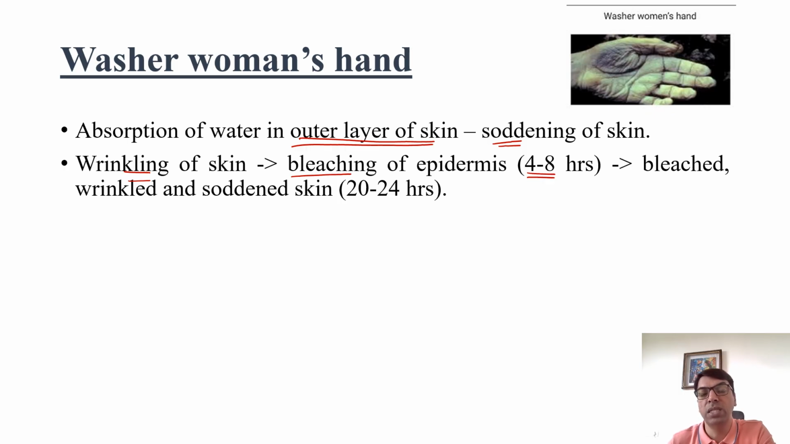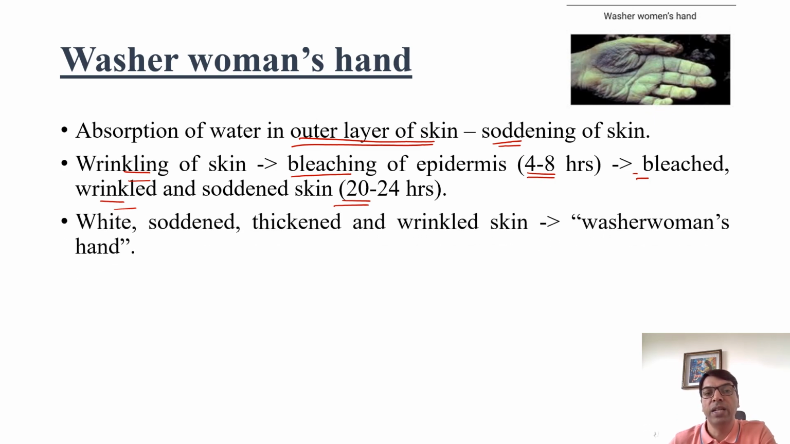The skin is bleached, wrinkled, and shortened. All these things take place at around 24 hours after drowning. If the body is in the liquid for around 24 hours, the bleaching of the skin, wrinkling of the skin, along with shortening of the skin appears. The white, sodden, thickened, and wrinkled skin, all these appearances, when they are together, are called washerwoman's hand.